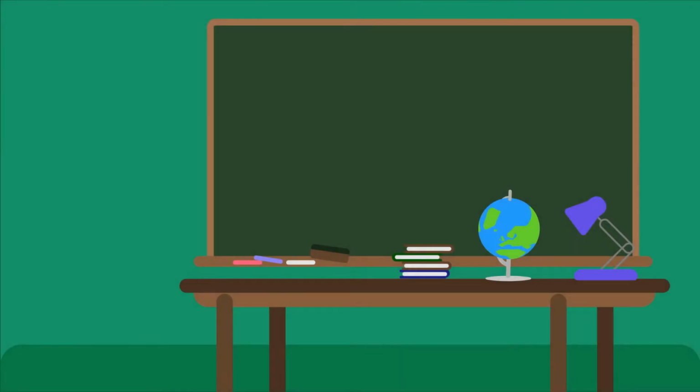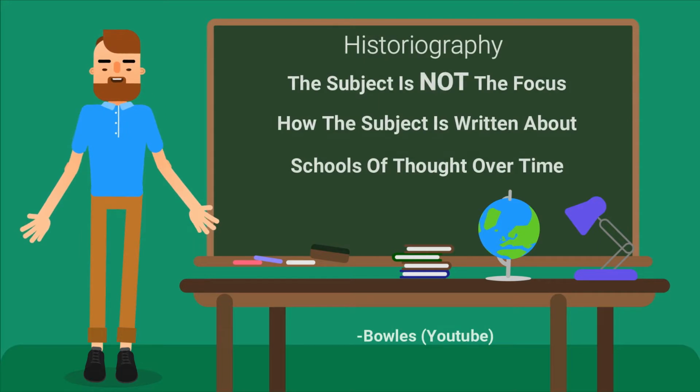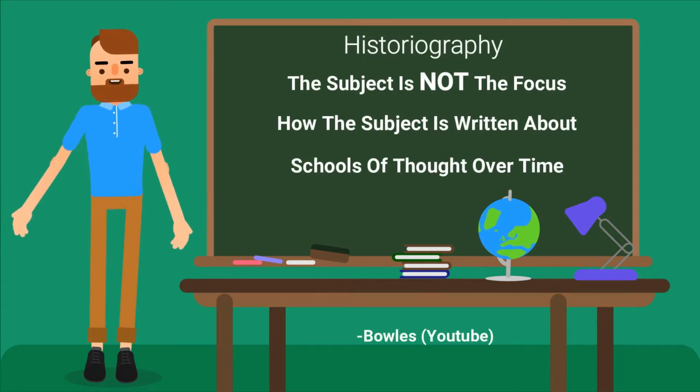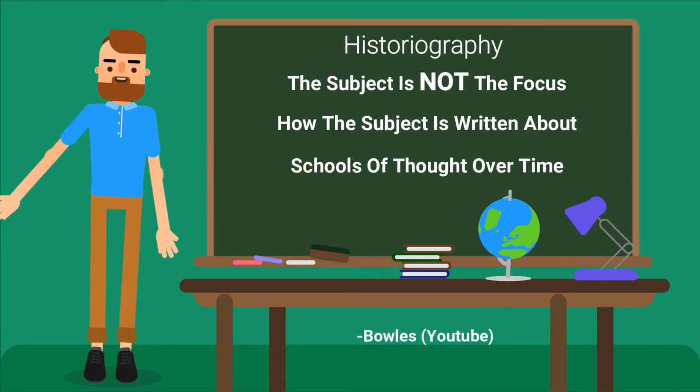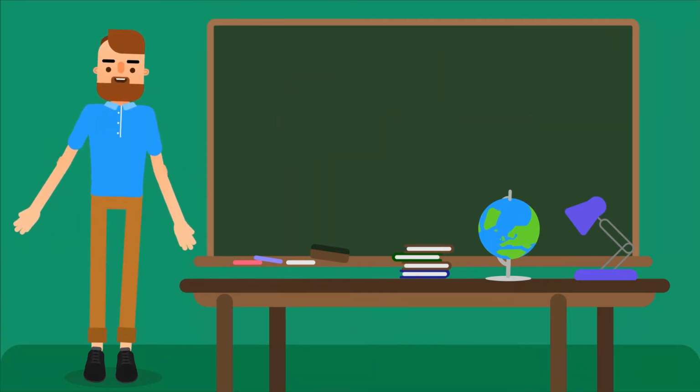The historical subject's events are not the focus in historiography, but instead becomes the identifying of how the subject is written about throughout the past. Analyzing changes in schools of thought that have taken place over a given time frame becomes the goal in historiography.